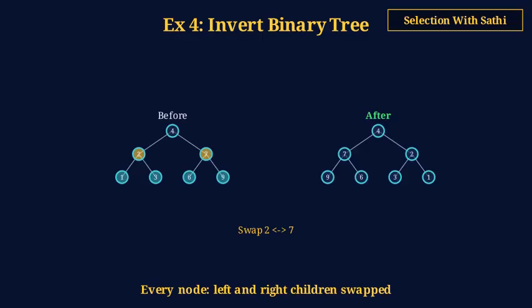At node 2, swap left 4 and right 5. Subtree becomes 2 with left 5 and right 4. Final mirrored tree, root 1, left 3 with children 7 and 6, right 2 with children 5 and 4. Every left-right pair has been swapped. The original tree is symmetric only if it equals its own mirror, which is not the case here.